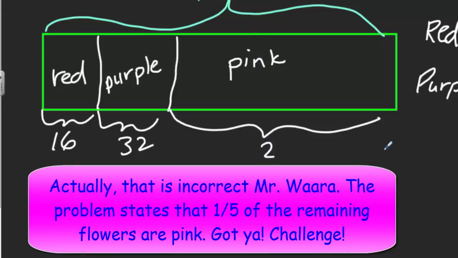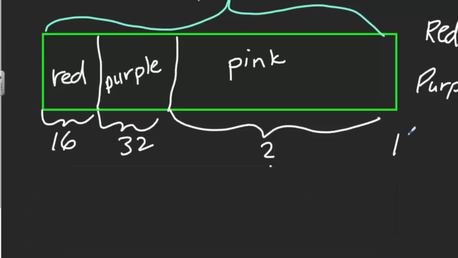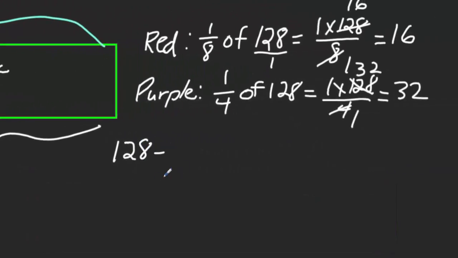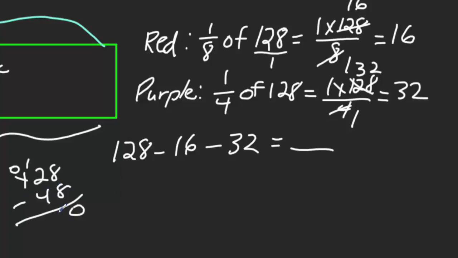Well, I suppose the easiest way to figure this out at this point, maybe just take our 128, right? We can subtract our 16, which were the red ones, and subtract our purple ones, which were 32, and that's going to give us a quantity. If we take 16 and 32 and combine those, I see 48. So if I take 128 minus 48, you can see that our answer is going to be 80. So how many flowers are pink?